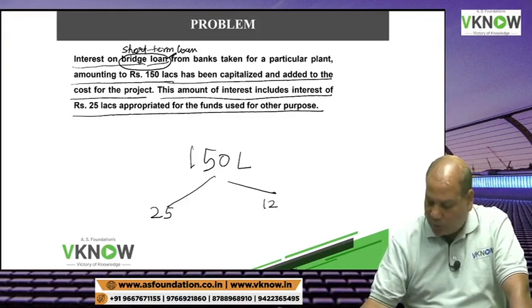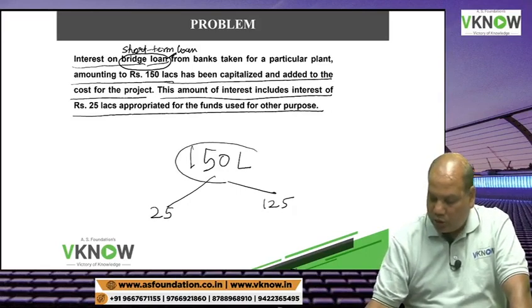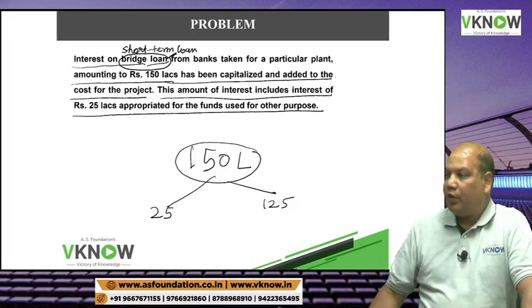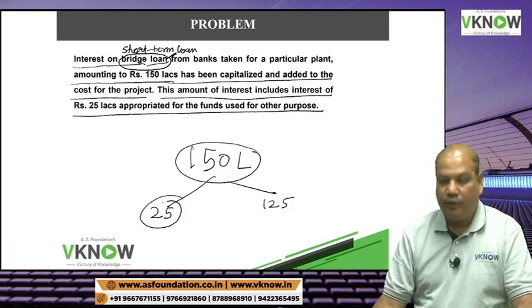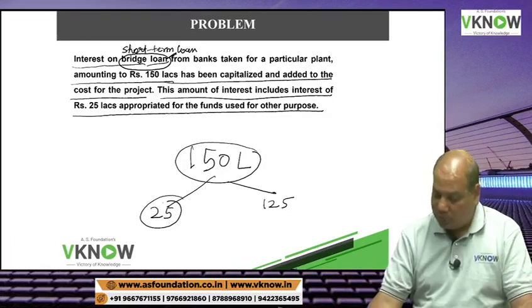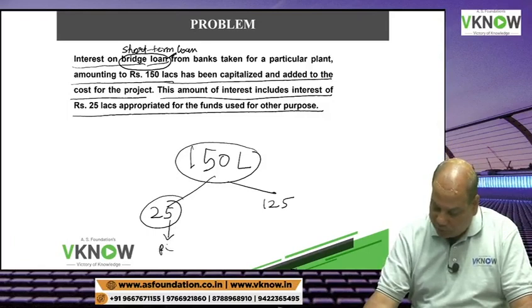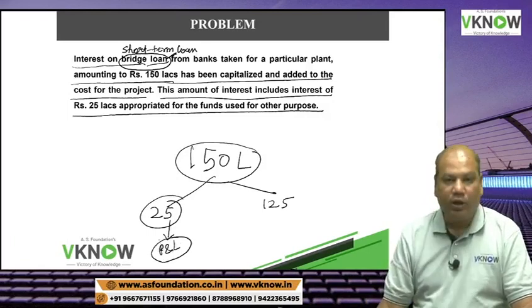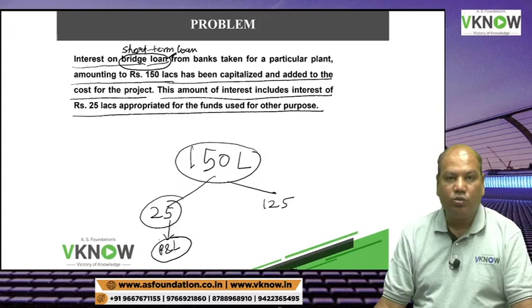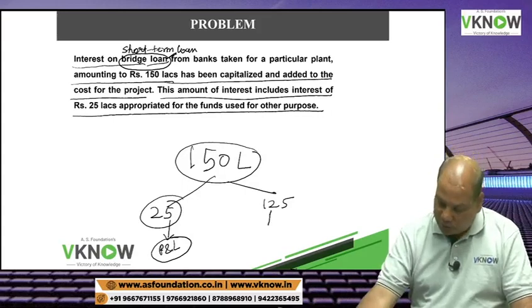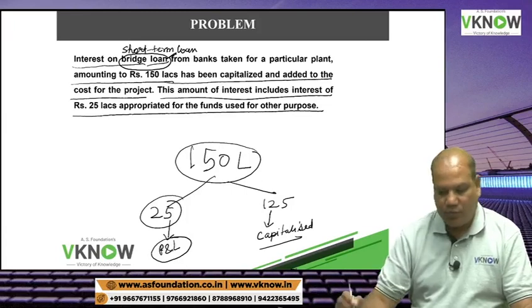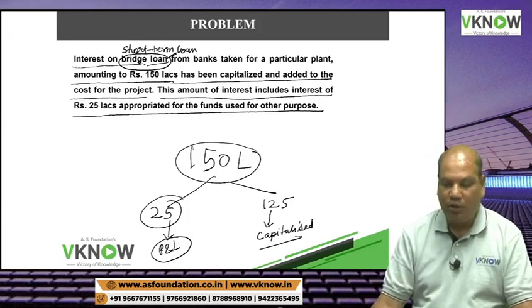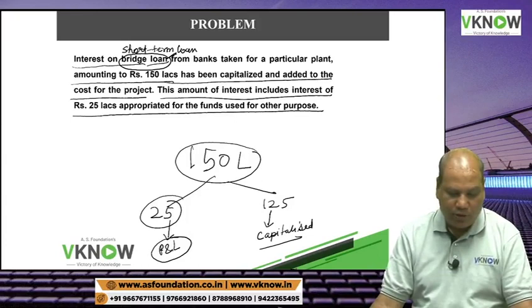Now there is a small problem. Total interest is 150. They have capitalized the full amount. But the question says 25 lakh is appropriated for other purpose. So your answer will be this 25 lakh will be charged to P&L account and this 125 lakh will be capitalized. The answer is given in your book.